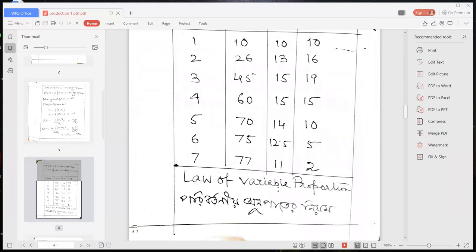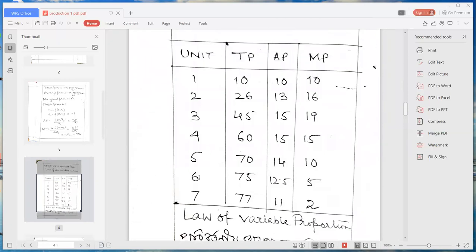Law of variable proportion. This means the rule at which the total product first increases at an increasing rate, then at a constant rate, then increases at a decreasing rate, then reaches the maximum, and then falls. And the average and marginal product will also increase, reach the maximum, and then fall. The total rule is known as the law of variable proportion. Here is an example to explain the rules.